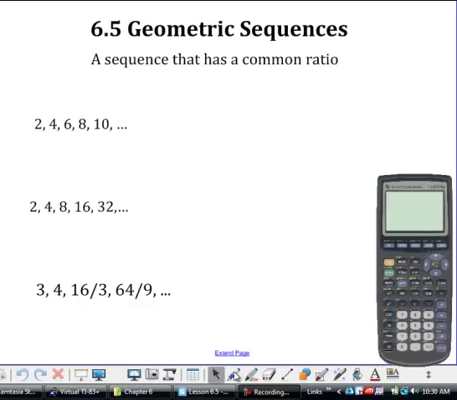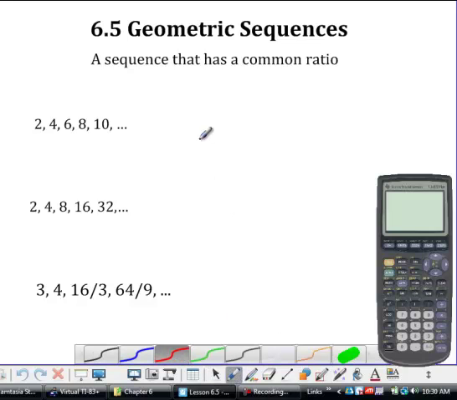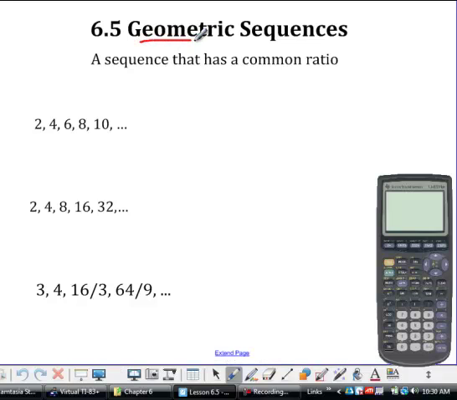All right, today we're looking at another sequence. This one happens to be a geometric sequence. Notice it does not say arithmetic. You'll have two types of sequences that you need to know for this chapter. And a geometric sequence has a common ratio. So what does that mean? It means fancy talk for multiply.